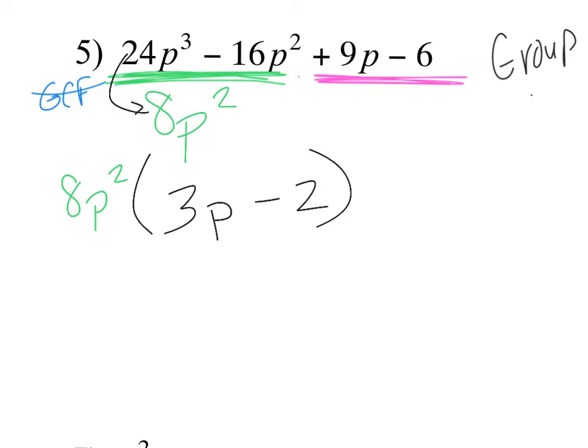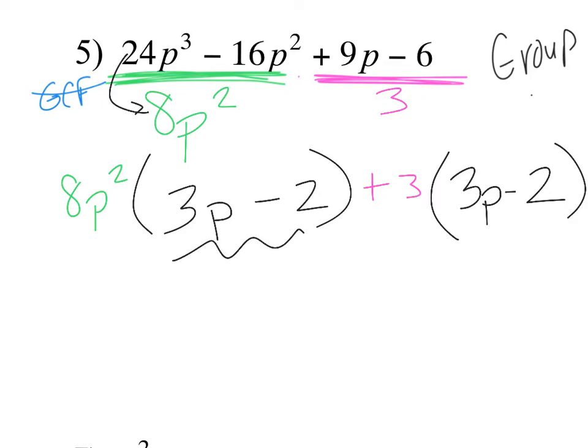And then what is the common factor that we can factor out of the pink group? 3. Okay, so we're going to do plus 3. And then what's going to be left over after we factor out of that one? 3p minus 2. Yep. So how do you know that you're on the right track, that you've probably done this correctly so far? The numbers in the parentheses are the same. Exactly. You have that binomial in common.